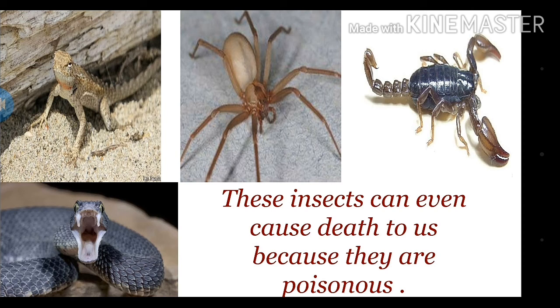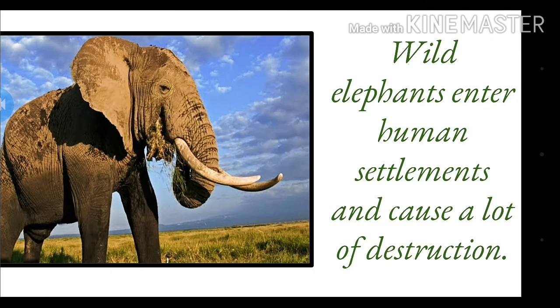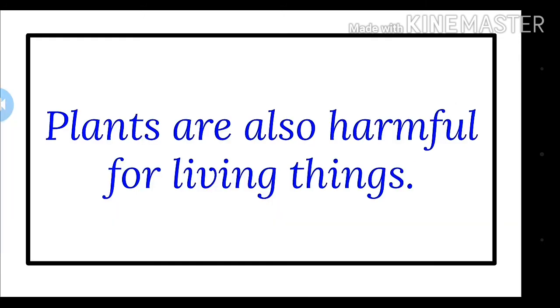And there is one more thing, that is the elephants. But how are these elephants harmful to us? Right? Not all elephants, but the wild elephants. These wild elephants sometimes enter our human settlements and cause a lot of destruction. When they are in an angry mood, they cause destruction in our human settlements. And in this way, all these animals are harmful.